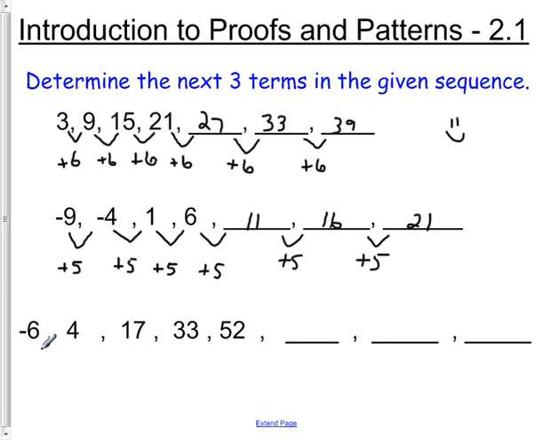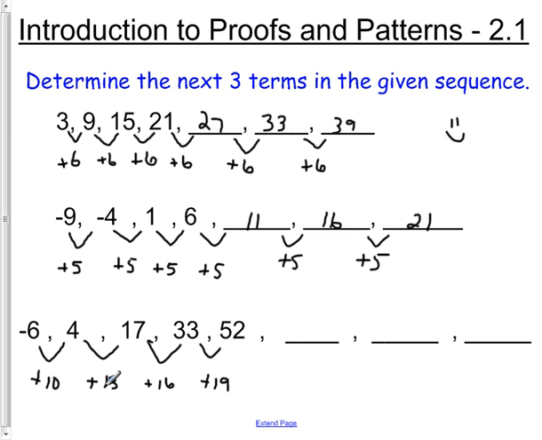This one, from -6 to 4, that's a difference of plus 10. From 4 to 17, that would be a plus 13. Uh-oh, this isn't looking good. These were all the same numbers, and now we've got some different numbers here. From 17 to 33, that's a plus 16. And from 33 to 52, that's a plus 19. I think I see the pattern here.